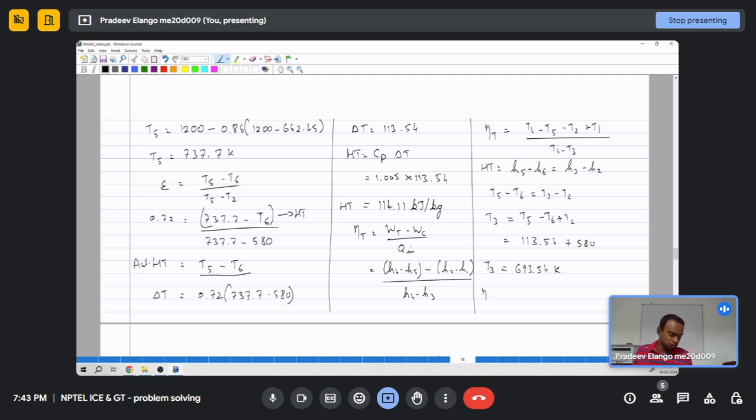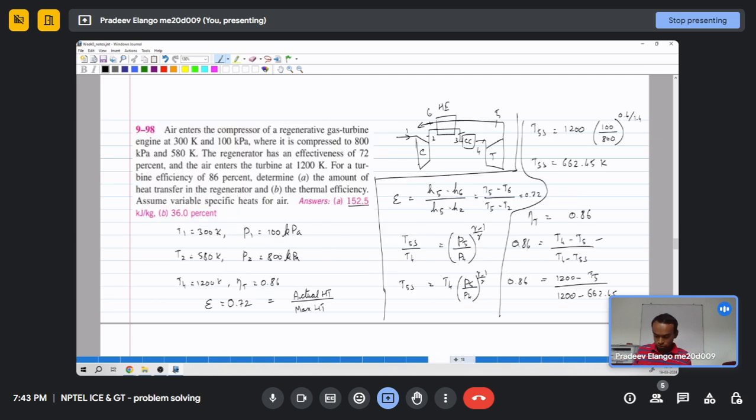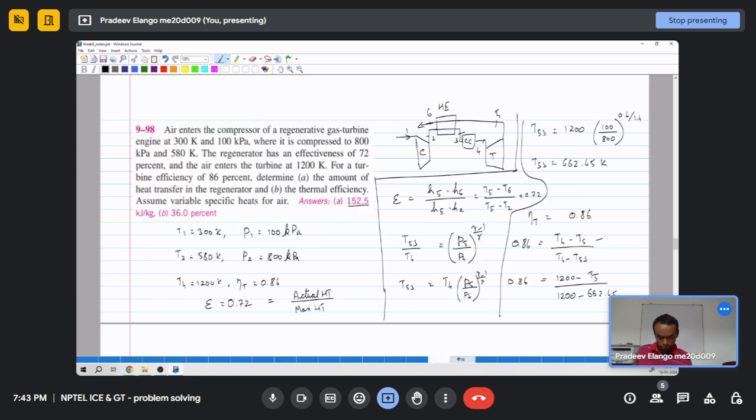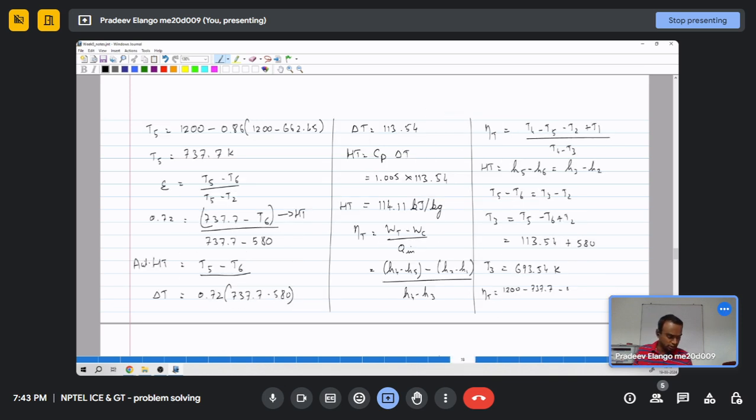So efficiency of the turbine is T4, which is 1200, minus T5, which is 737.7, minus T2, which is 580, plus T1, which is 290, so 300, divided by T4 minus T3. T4 is again given, that is 1200, minus T3, which is 693.5. Can you calculate the efficiency?